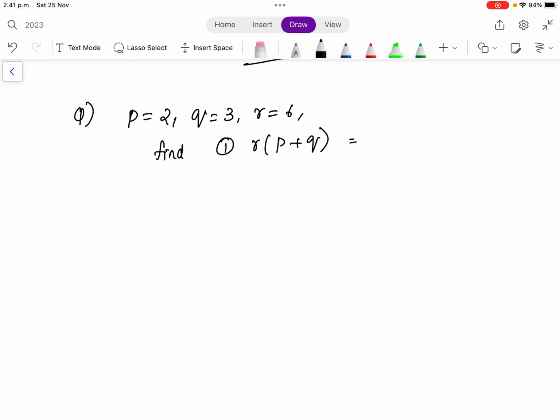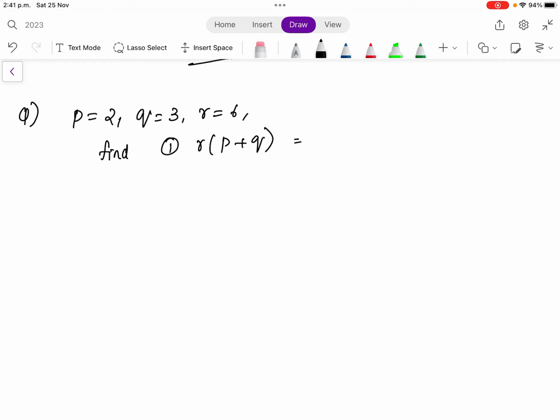So if you are finding this kind of expression, remember the rule BIMDAS or BODMAS or whatever you have learned. So bracket should be done first, which means that this should be completed first before it is multiplied by R. So first let us write the value. So it is like 6 times 2 plus 3, which is equal to, so what you need to do, you need to do this first. So that is 6 times 5, which is equal to 30, 6 5s are 30.